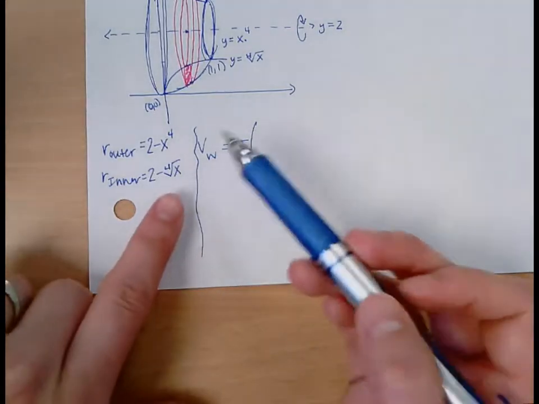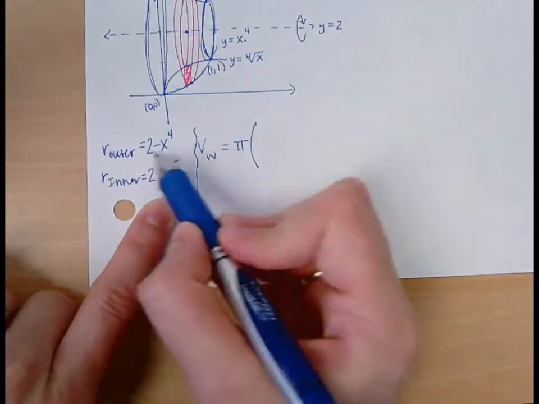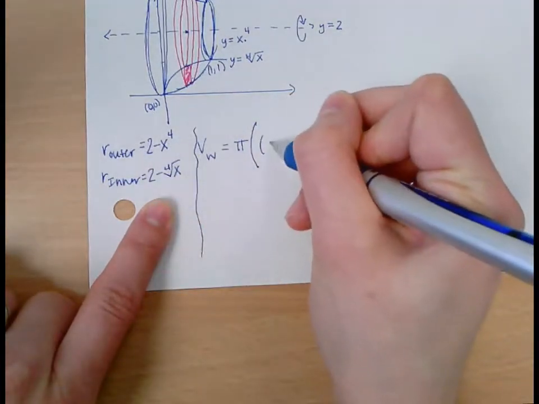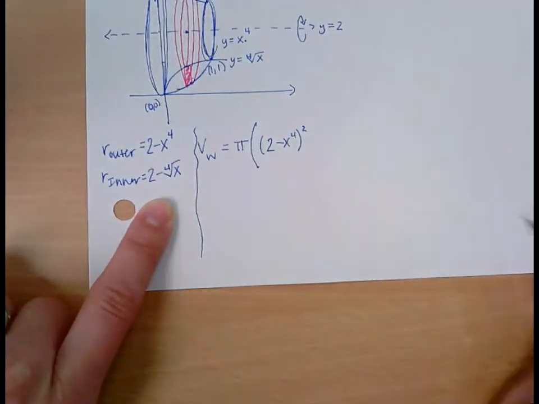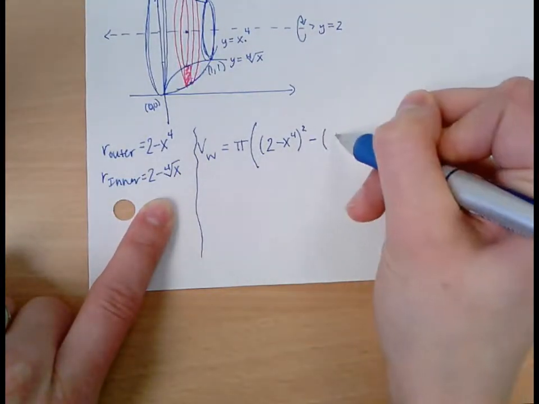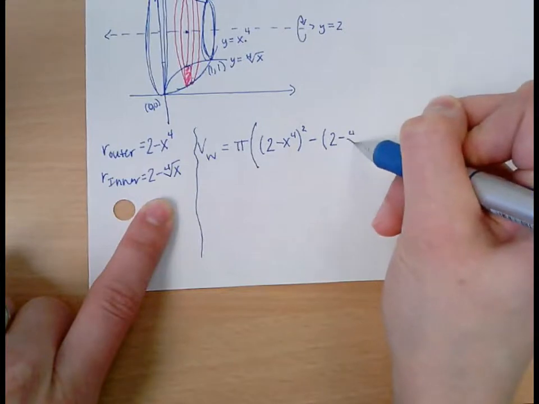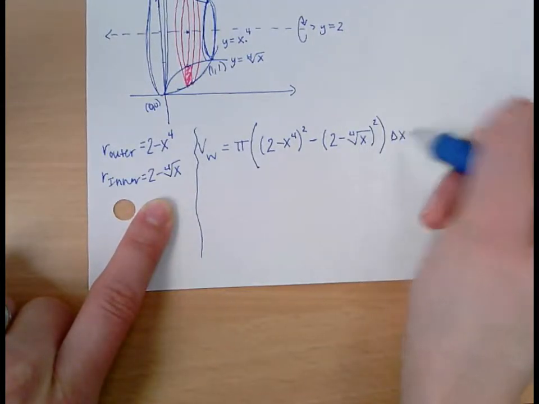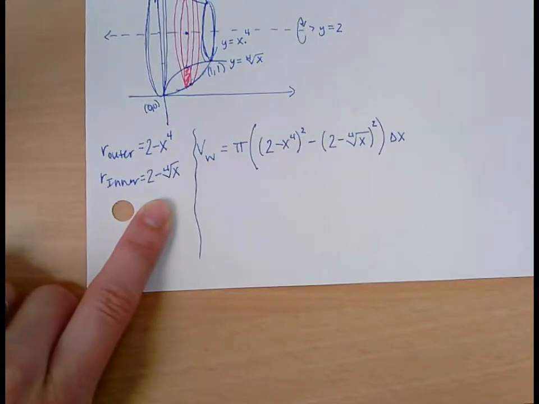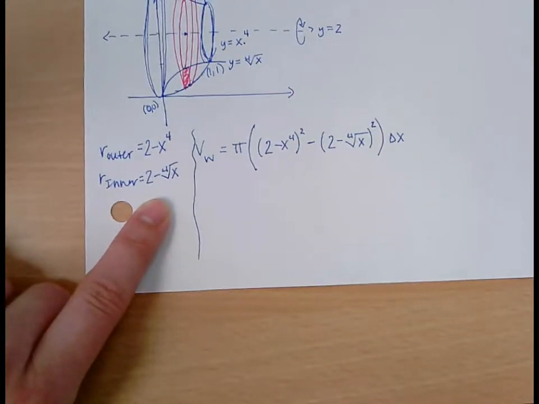Okay. So then it would be pi times your outer radius squared, so the quantity 2 minus x to the 4th squared, minus the quantity 2 minus the 4th root of x squared, times delta x. That would be one washer, the volume of one washer.